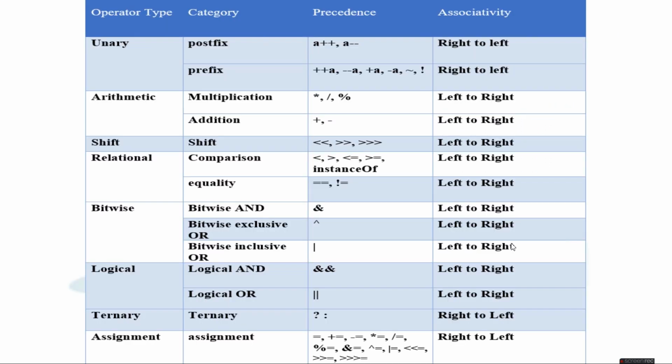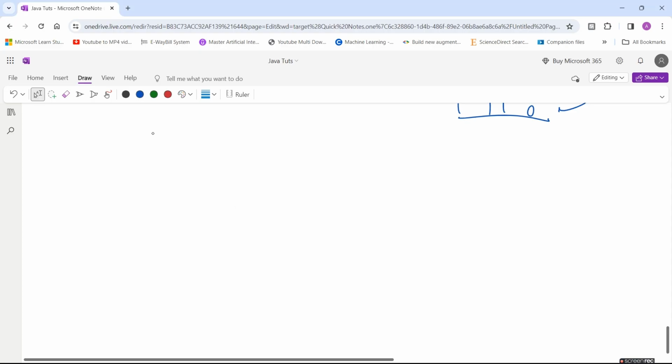Okay, now let's move to our next operators, the ternary operators. The ternary operator is a question mark and a colon. Now let's talk about this. It is generally used to create ternary expressions.